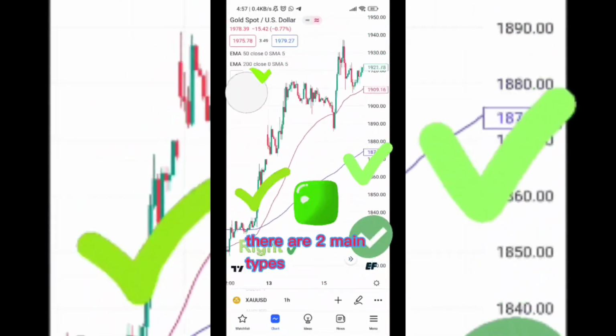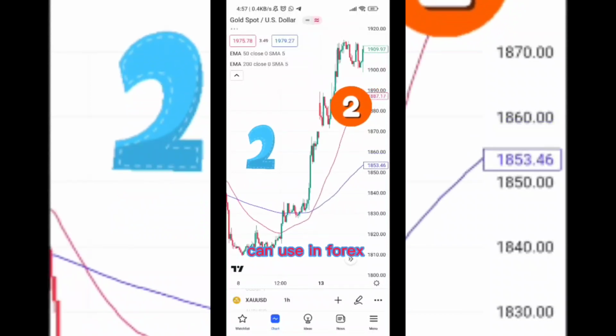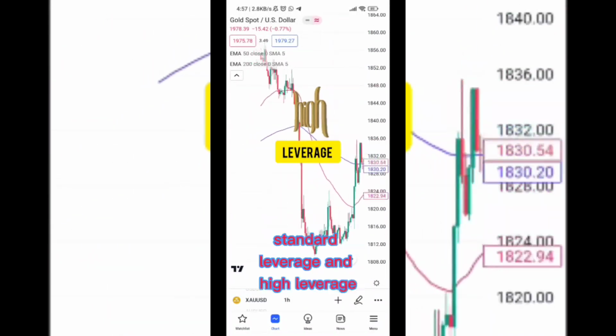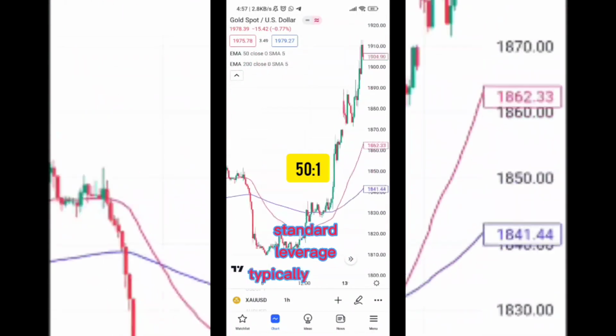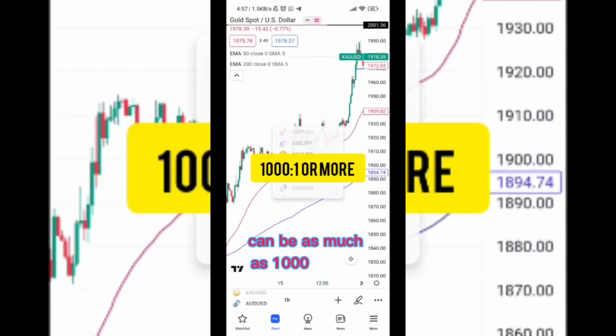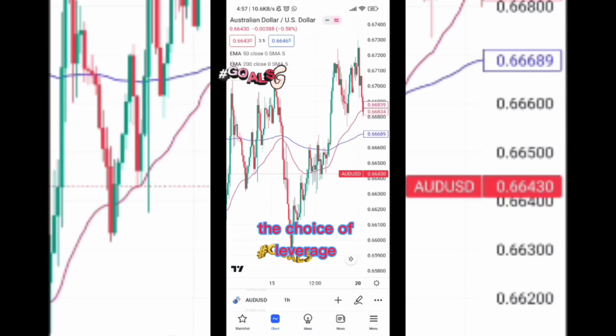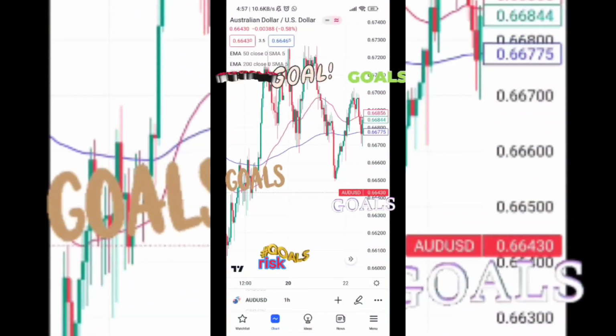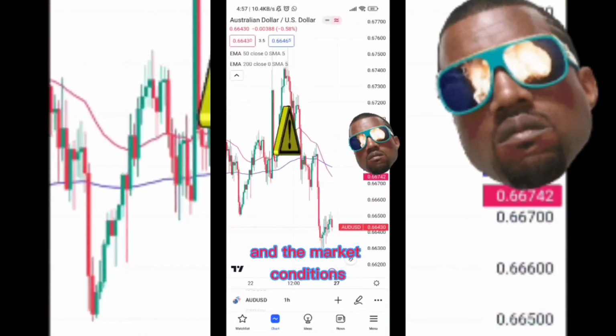There are two main types of leverage that traders can use in Forex trading: standard leverage and high leverage. Standard leverage typically ranges from 1 to 1 to 50 to 1, while high leverage can be as much as 1,000 to 1 or more. The choice of leverage depends on your trading goals, risk tolerance, and the market conditions.